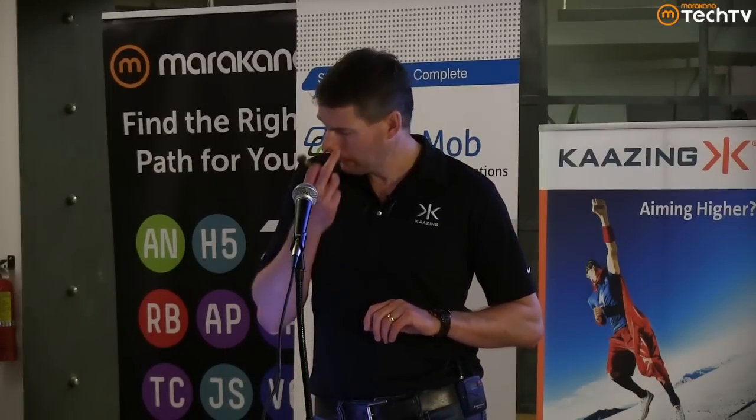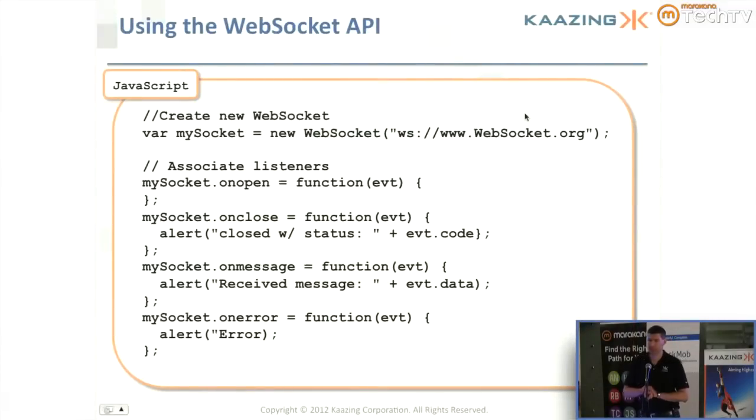Now, the API is actually, as I mentioned earlier, pretty simple. You create a new WebSocket object, and you pass in the WS-based URL. So this is not an HTTP replacement. You still have an HTTP-based page, and you request the page. The page in JavaScript makes a connection to a WebSocket server.